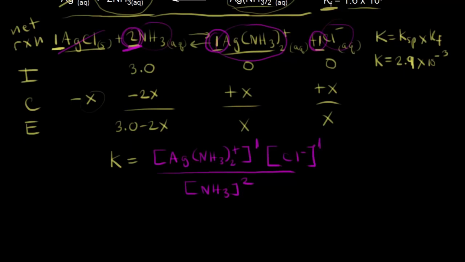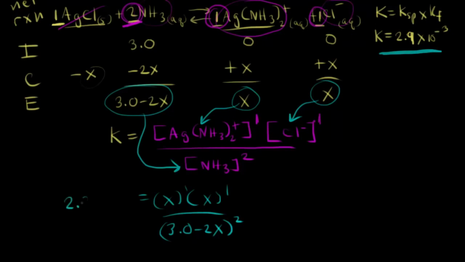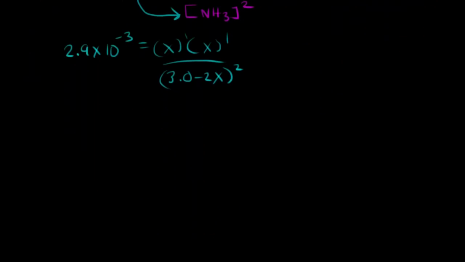Next, we plug in our equilibrium concentrations. Our equilibrium concentration of ammonia is 3 minus 2x, of complex ion is x, and of chloride anion is x. So on the right side, we would have x to the first power times x to the first power, all over 3 minus 2x to the second power, so squared. Then we can plug in our equilibrium constant K, which is 2.9 times 10 to the negative third. So 2.9 times 10 to the negative 3 is equal to, on the right side, x squared. Let me write this out.